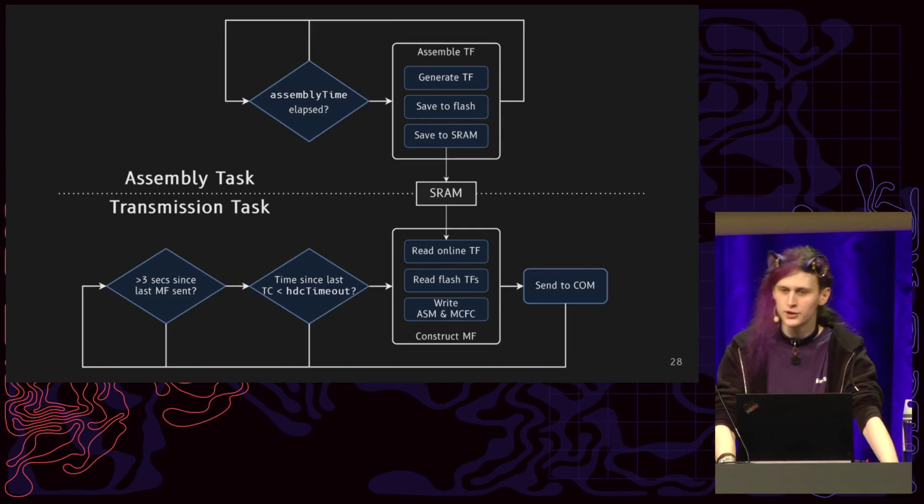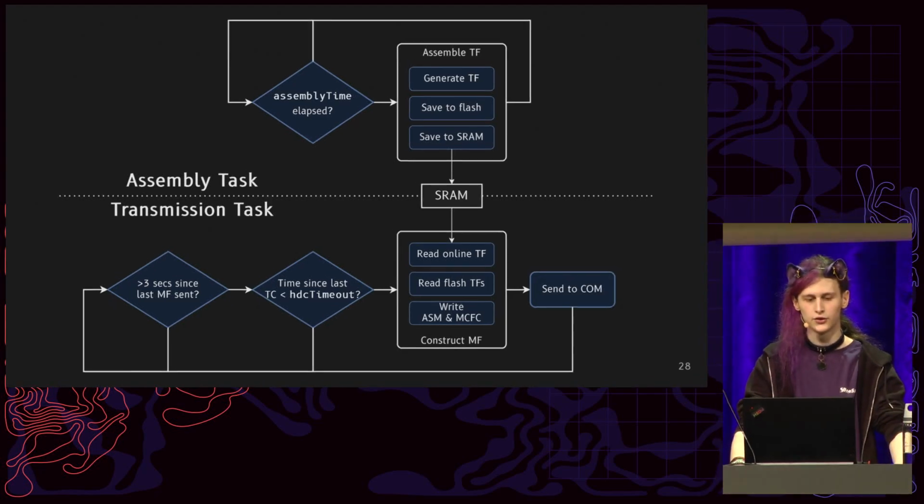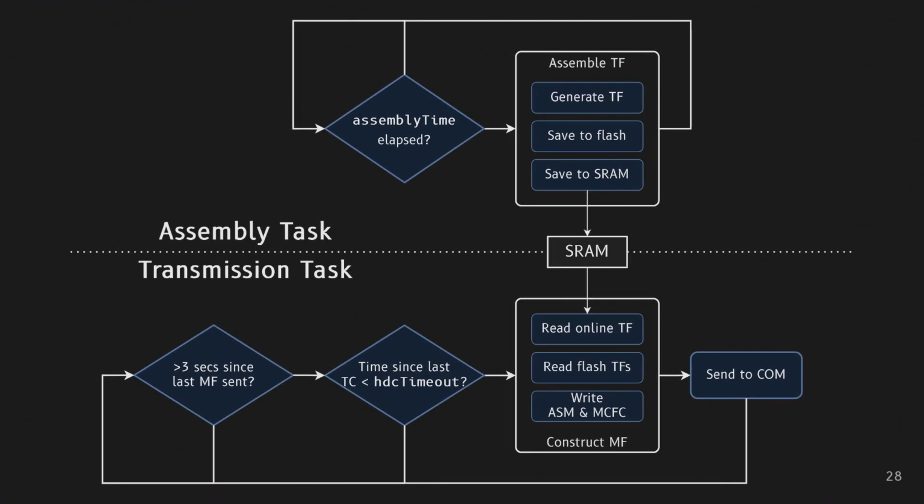Then we have the transmission task, and this is the thing that's actually responsible for sending the telemetry down. So we first have a 3-second timer on the very left there, and this is to enforce those gaps between frames in which we can send telecommands. So it's waiting until 3 seconds have passed since we sent the last frame. Then it's going to check that 60-second timeout we talked about. And that, again, is a configurable parameter called HDC timeout. But it's set to 60 seconds.